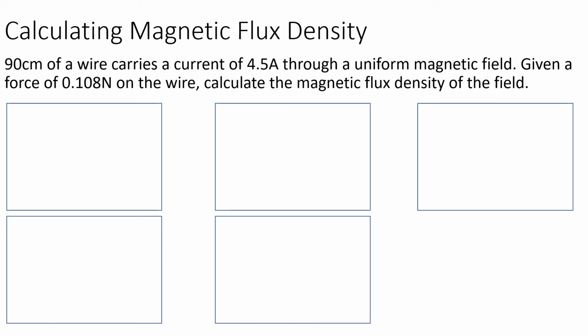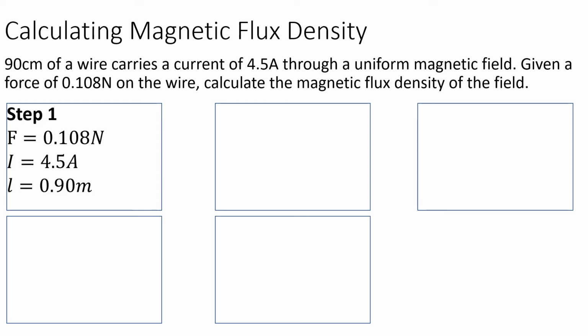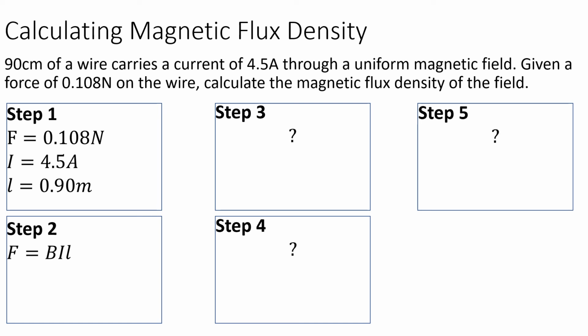90 centimeters of wire carries a current of 4.5 amps through a uniform magnetic field. Given a force of 0.108 newtons on the wire, calculate the magnetic flux density of the field. Step 1, write down what you know in correct scientific units. Step 2, write the equation. And complete steps 3, 4 and 5 yourselves.